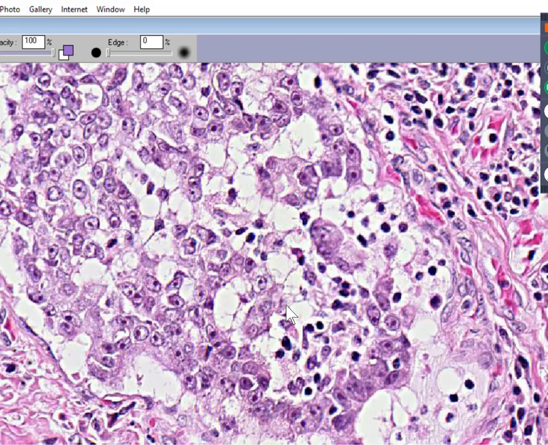Like here's a little gland, here's an irregular, or what they might call an abortive gland or a poorly formed gland. So this is the other type of non-small cell carcinoma of the lung. It's called adenocarcinoma, because it's glandular.